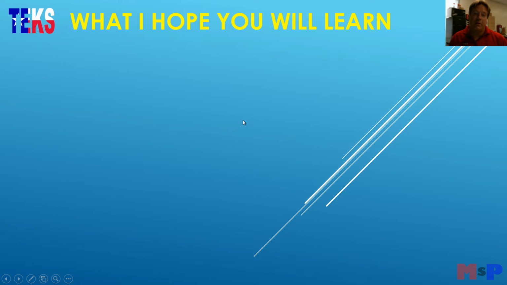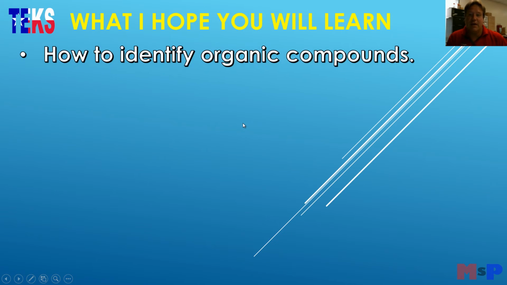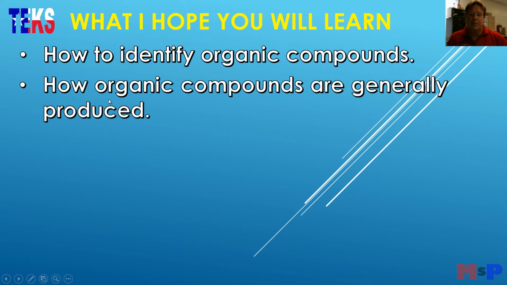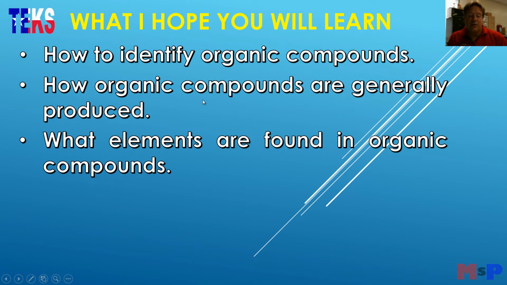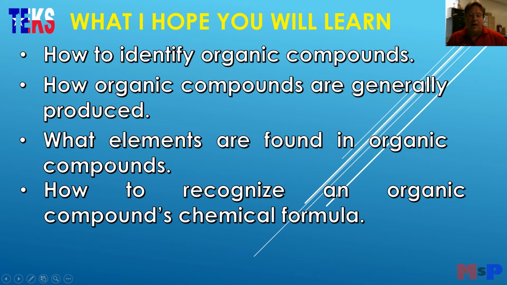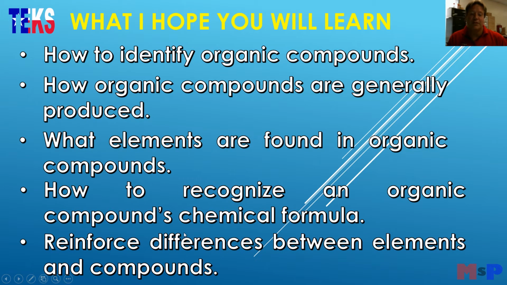What I hope you're going to learn from this lecture is how to identify an organic compound. You're going to be able to understand how organic compounds are generally produced, what elements are found in organic compounds, and how to recognize an organic compound's chemical formula. So we're going to talk a little bit about what a chemical formula is, and I'm going to reinforce the differences between elements and compounds.